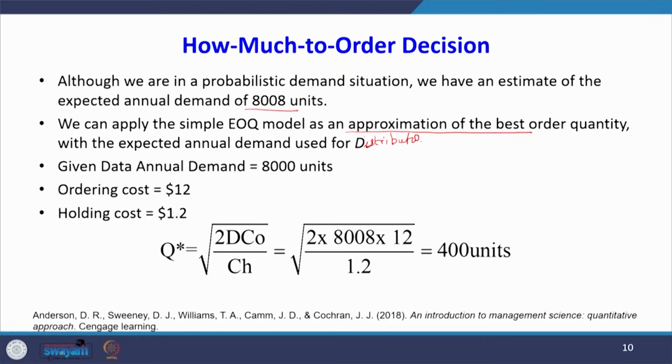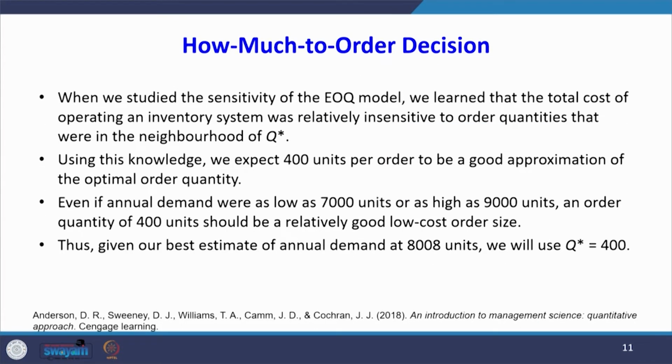So, what is the data given? Annual demand is given: 8008. Ordering cost is 12, holding cost is 1.2. So, we know our traditional formula, square root of 2D C naught by CH, where C naught is the ordering cost, 12, CH is the holding cost, and we know the demand. So, it is 400 units. So, for a multi-period probabilistic model, the optimal order quantity is 400 units.